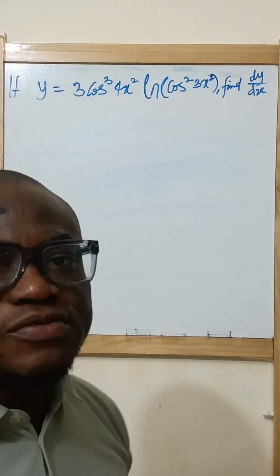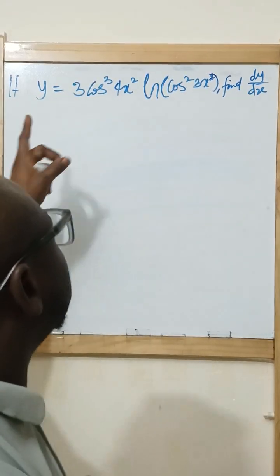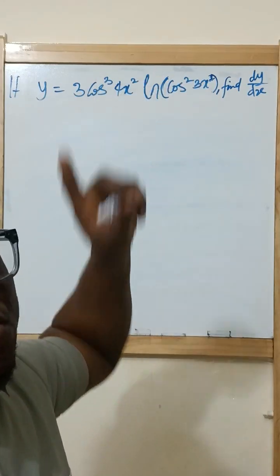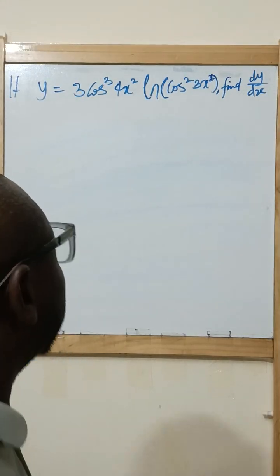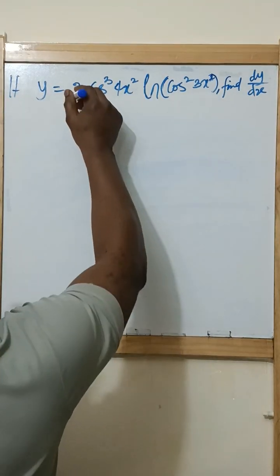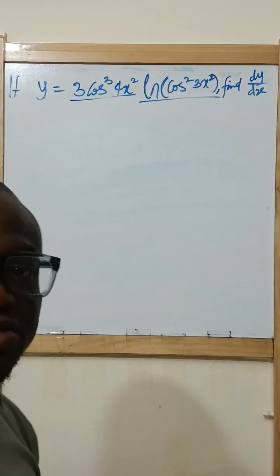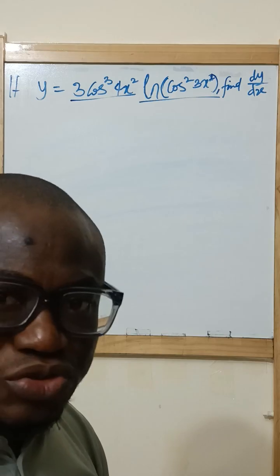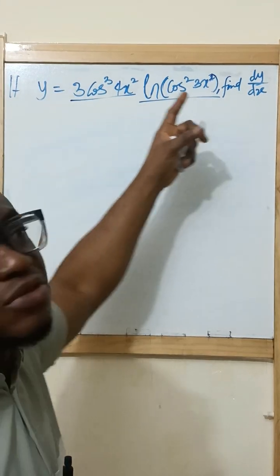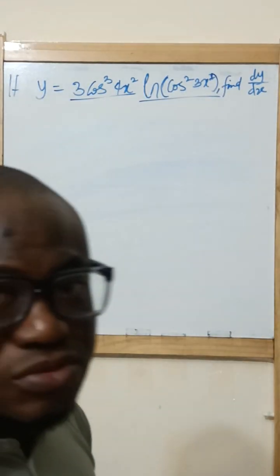So hello, good morning. Today we want to look at this question: if y equals 3 cos cubed 4x squared times ln cos squared 3x squared, find dy/dx. This question has two major functions in it, and they are multiplying each other, which means we have to apply the product rule. But each of these functions is also a function of a function, so we need to differentiate it using the chain rule.